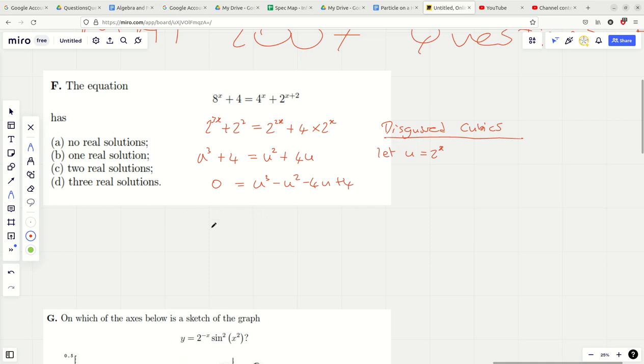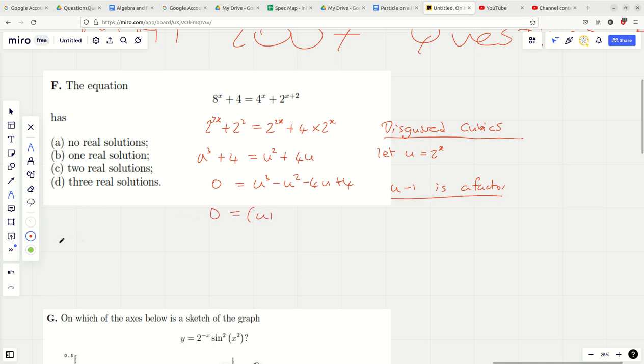Now, what factor can we find here? Well, you're probably best checking 1 first. 1 minus 1 minus 4 plus 4. Oh, that didn't take long. I genuinely am doing this one live just because I messed it up and I could see, oh, I turned that 4 into a 2 to the x. But anyway, clearly we can see u minus 1 is a factor because u equals 1 is a solution. And so let's factorize it.